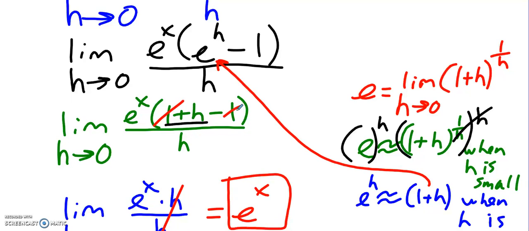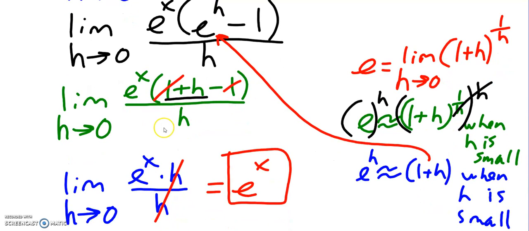The 1's cancel. Uh-oh. Do you see what's coming? Do you see it? Well, you probably do because it's on the screen. But then I have the limit as h goes to 0 of e to the x times h over h. I can reduce the h's. And now I can evaluate the limit, and I'm really just left with the limit as h goes to 0 of e to the x. So that has to equal e to the x.